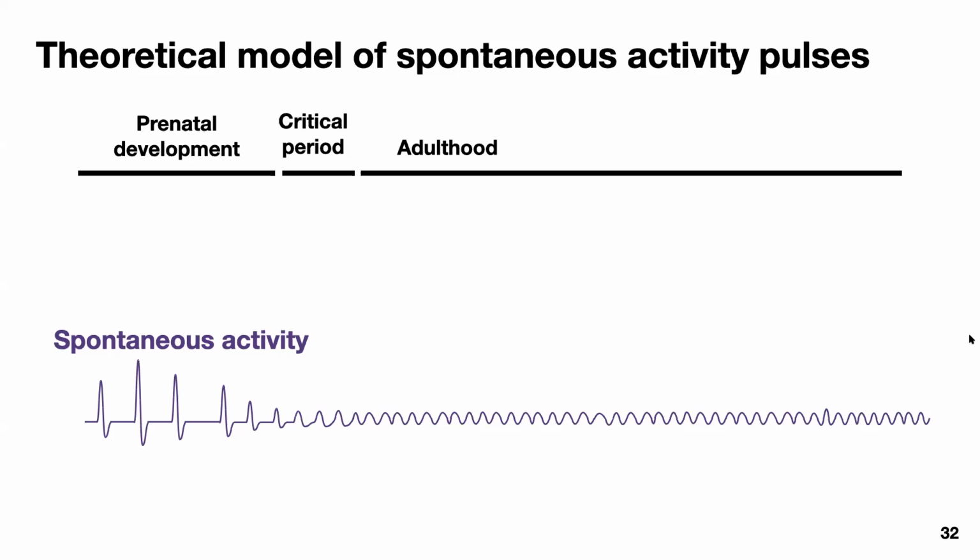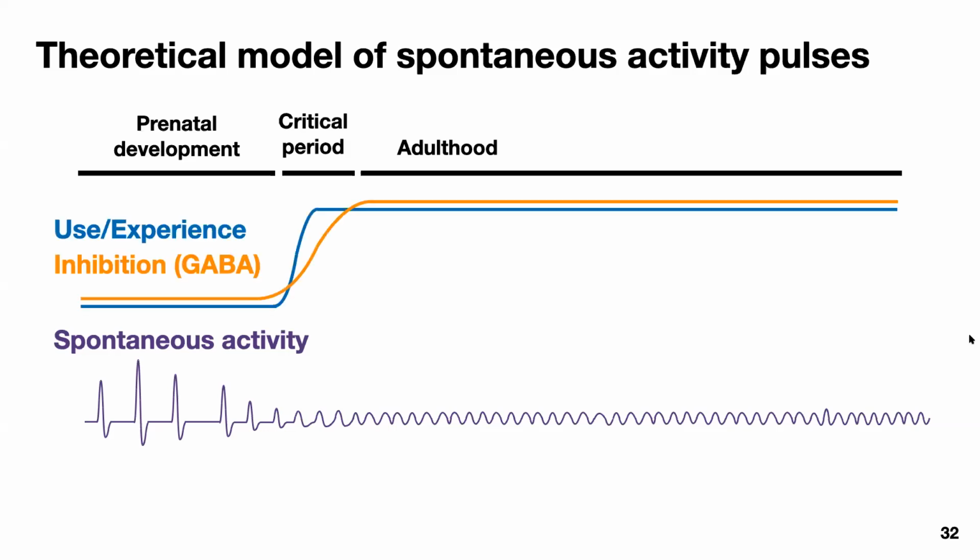And part of the reason for this change in the dynamics of spontaneous activity is because of use-dependent maturation of inhibitory interneurons. As cortical inhibition matures, it tamps down these waves and stops them from depolarizing large portions of the neural population. And that prevents those refractory periods that create the transient dynamics we see in early development.